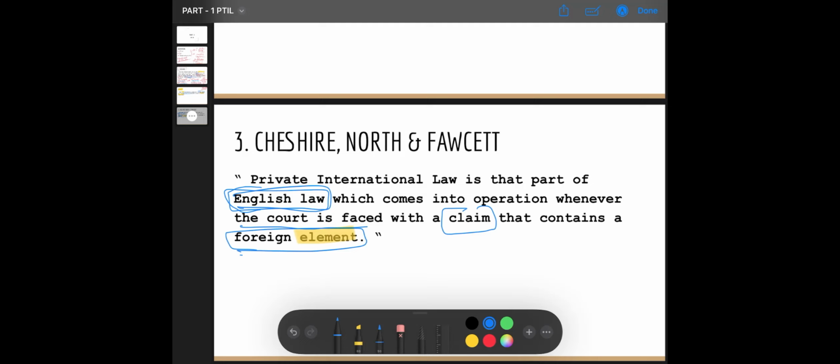Here they are using the words foreign element, and in the previous definition Batty says foreign complexion. Both are more or less similar. When a problem arises due to a foreign element, the rules will be invoked, and those rules are known as private international law. Here Cheshire, North and Fawcett collectively are saying that if a foreign element is involved, then the claim faced by the court will use private international law to solve that claim. That is what they are saying.